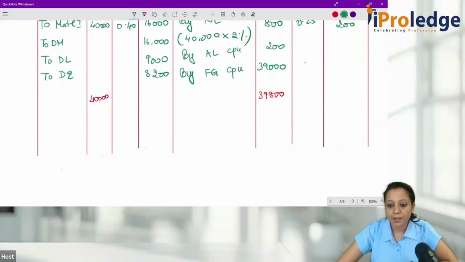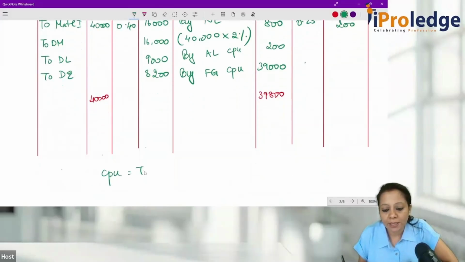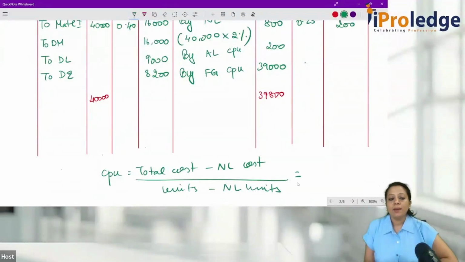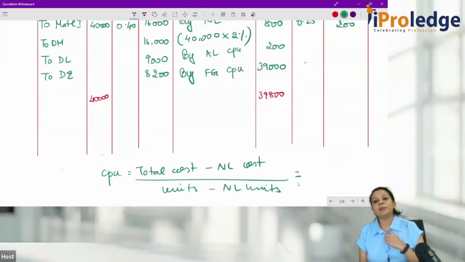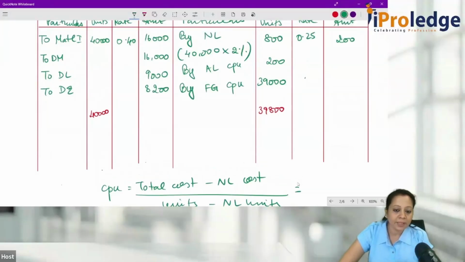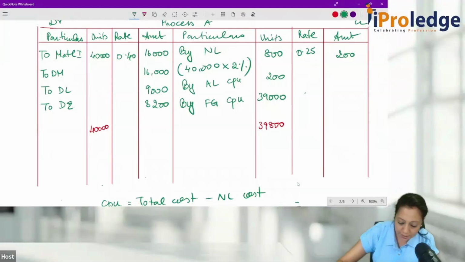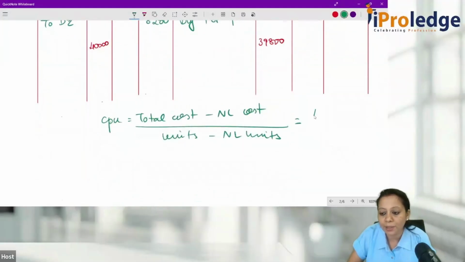Now the cost per unit working note is going to be total cost minus normal loss cost, divided by total number of units minus normal loss units. We have discussed the logic for this also because this is normal, so we can put it on the head of the cost. That is how we discussed the example. Right. So it is going to be 32,000 plus 9,000 plus 8,200. So 49,200 is the total. 49,200 minus 200. Am I correct?